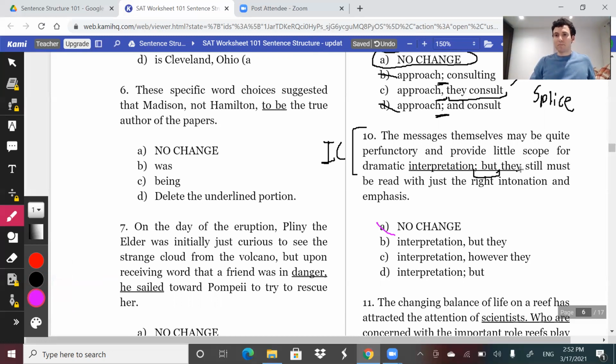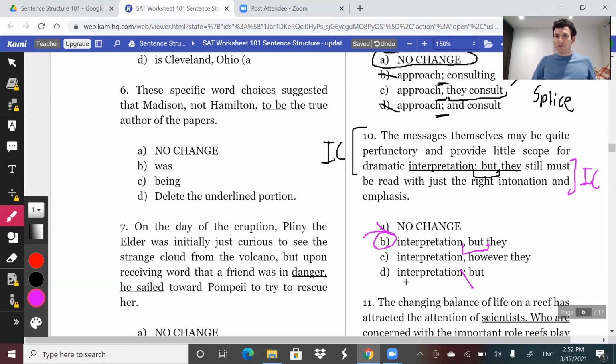But let's look at this. But they still must be read with just the right intonation and emphasis. That is an independent clause. So we know not to combine a semicolon and a fanboy, but a comma with a fanboy to hold up two independent clauses is exactly what we want. We know it's not D for the same reason it's not A. And hopefully you know why C is not right. I'll take a second to read it, and I want you to think why C is not right.